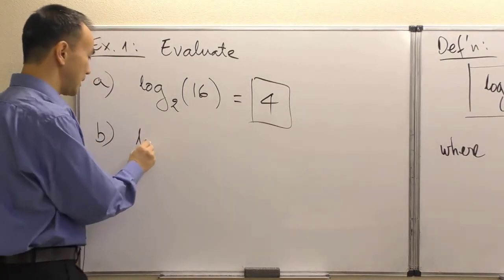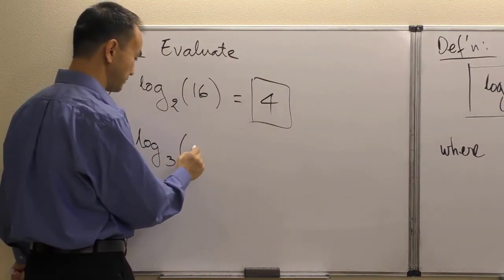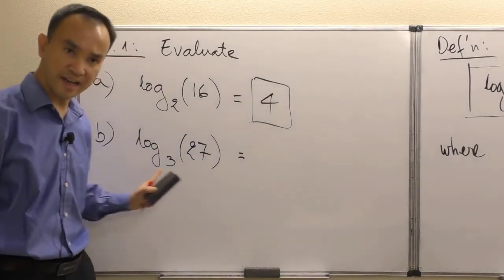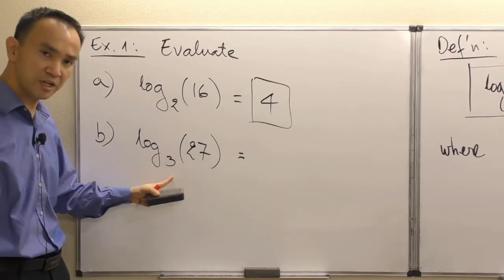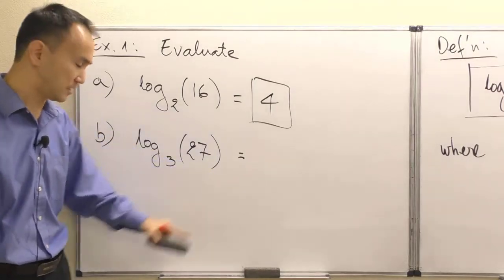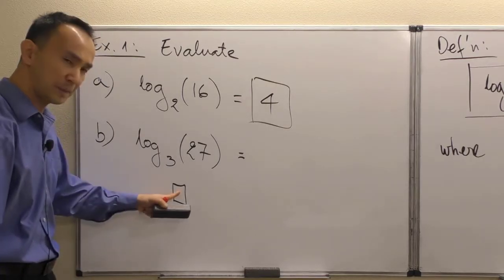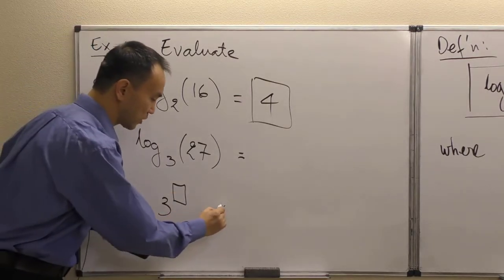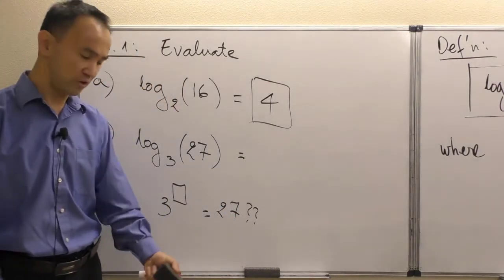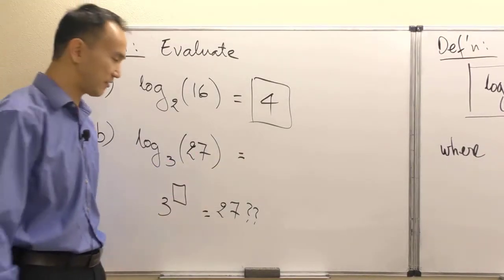How about log base 3 of 27? Reading it out loud just like that: log base 3 of 27. But it's a question, really. Looking for the answer, think about it this way: what power of base 3 equals 27? What power is that? Now our mind can tell us mentally. Our mental math capability should be able to drive us to that final answer.